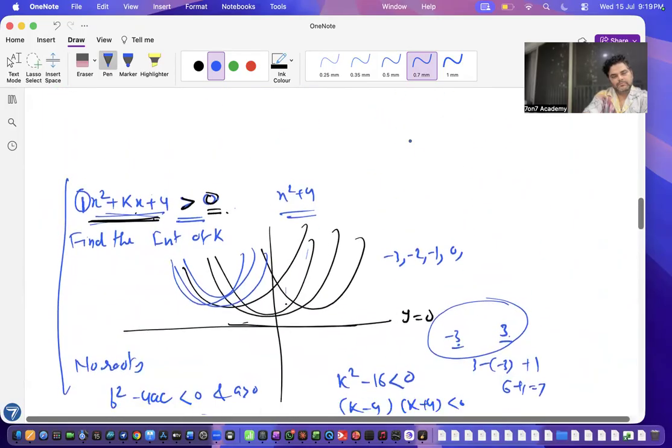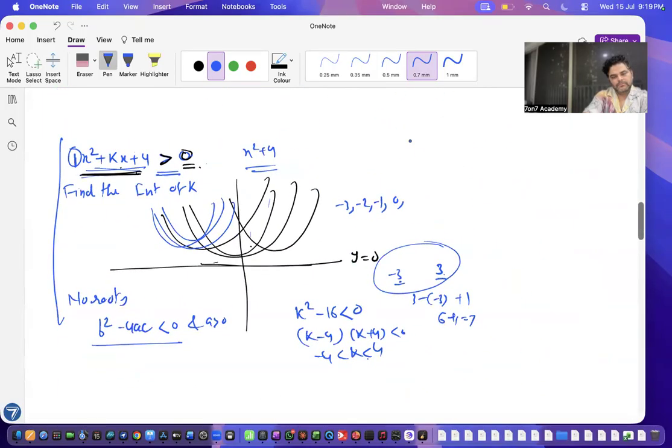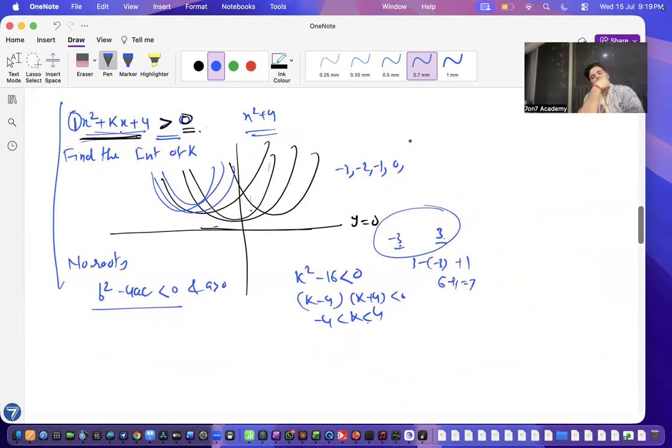Can you re-explain it a little slower again? I'm very confused. Tell me where you are confused. I still don't understand if it will be facing up or down. It will be facing up obviously, but how many roots does it have?